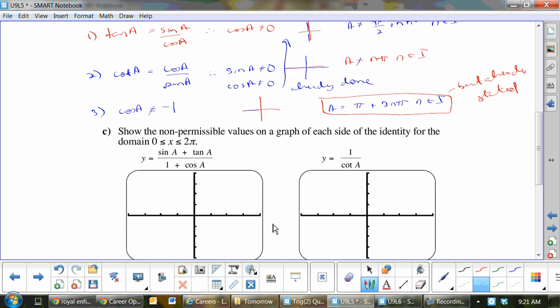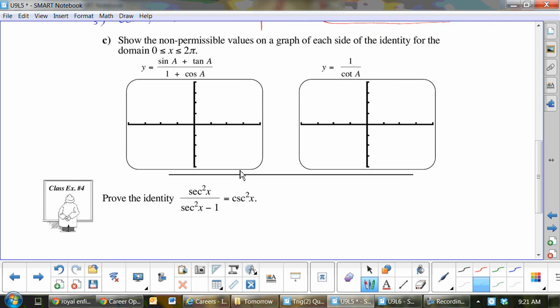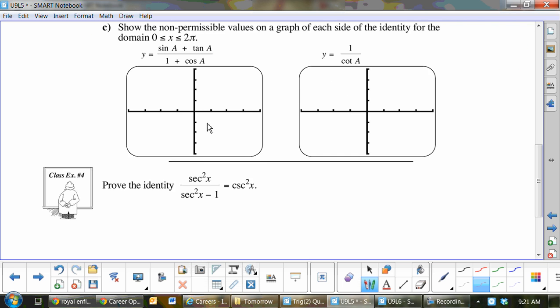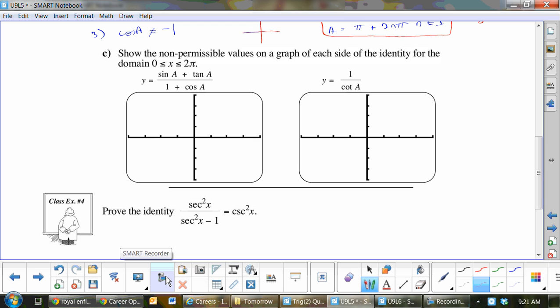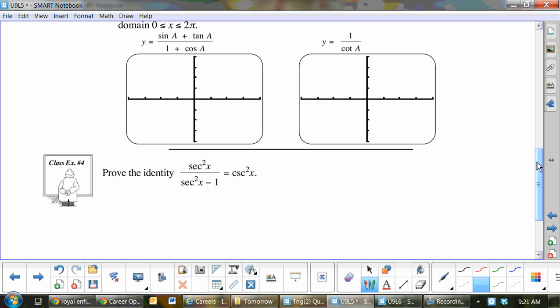Okay, now we can prove it out, or if you do these on the calculator, sometimes it doesn't leave a little space in there. Okay, let's just do a proof here. Now this one didn't even ask for non-permissibles, but it's just a little practice. We got secant squared over secant squared minus 1. How does this equal cosecant squared?